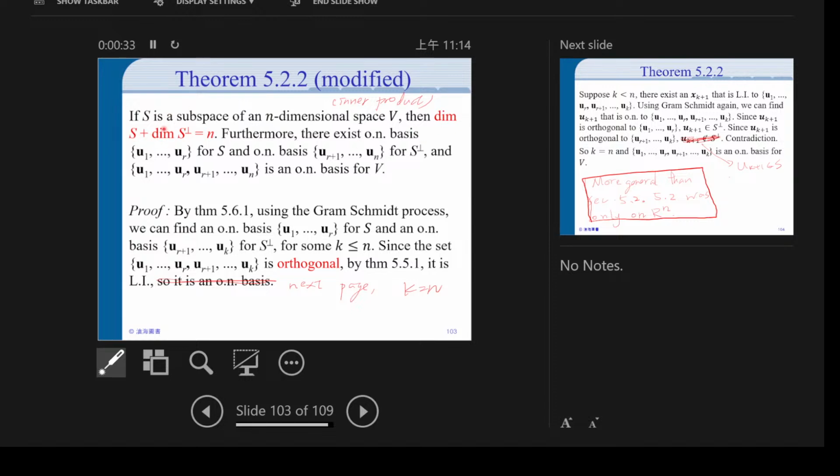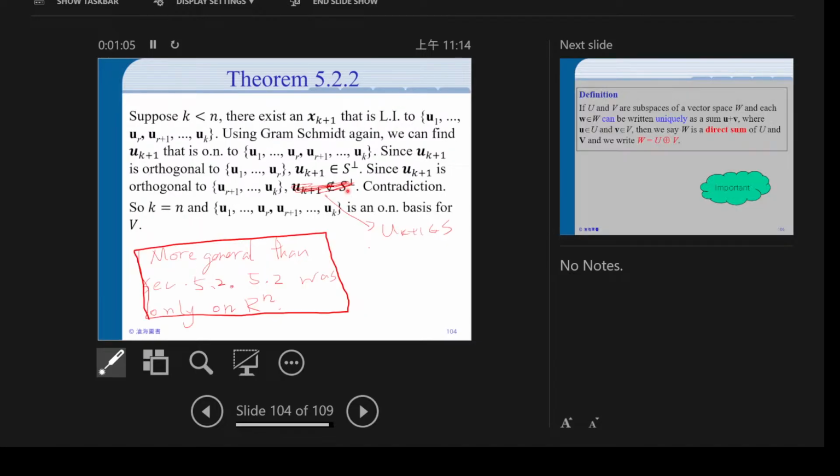Here we are talking about the orthogonal complement for a general n-dimensional inner product space. Personally, I think this is actually a more elegant proof than what we have in 5.2.2. In 5.2.2 we were using the rank-nullity theorem, but in this proof we don't need to use the rank-nullity theorem. We basically just use basic properties of inner product.